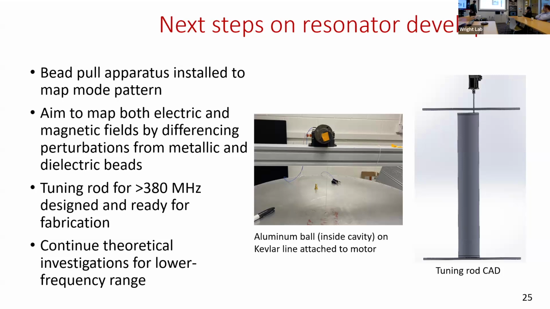One of the things that we're going to try to do is map both the electric and the magnetic fields. One way that this can potentially be done is by comparing the bead pull perturbations that we get from a dielectric and a metallic bead. Because the dielectric beads will give you information about the electric field, whereas the metallic beads are sensitive to both electric and magnetic field. So by differencing those, you can get information about each.